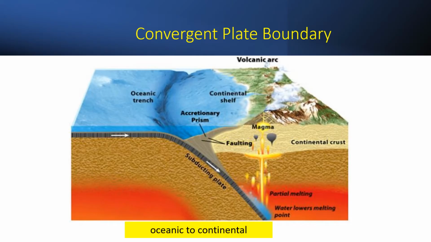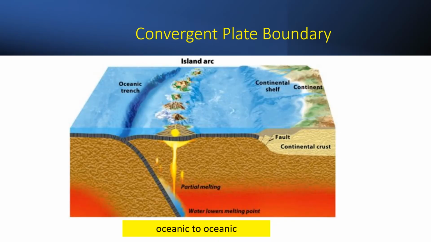For example, oceanic crust collides with continental crust. It is clear that there is a formation of a volcanic arc at the continental crust. Why is there a volcanic arc? Since the oceanic crust is more dense than the continental crust, it subducts or bends towards the mantle. And that is also the reason why there is a formation of an oceanic trench.